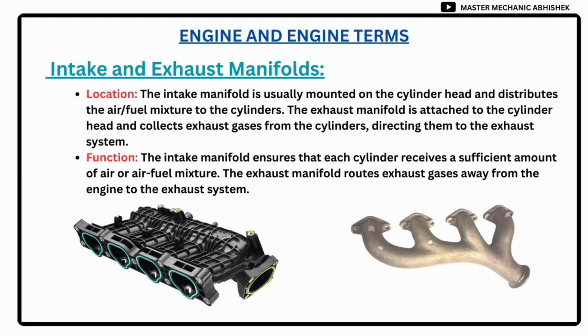Intake and exhaust manifolds. Location: the intake manifold is usually mounted on the cylinder head and distributes the air-fuel mixture to the cylinders. The exhaust manifold is attached to the cylinder head and collects exhaust gases from the cylinders, directing them to the exhaust system. Function: the intake manifold ensures that each cylinder receives a sufficient amount of air or air-fuel mixture. The exhaust manifold routes exhaust gases away from the engine to the exhaust system.